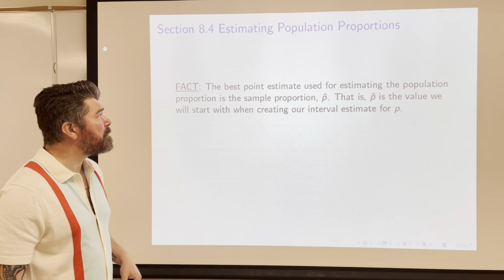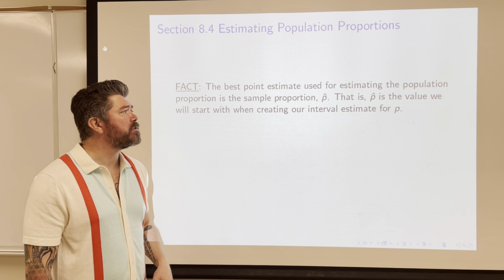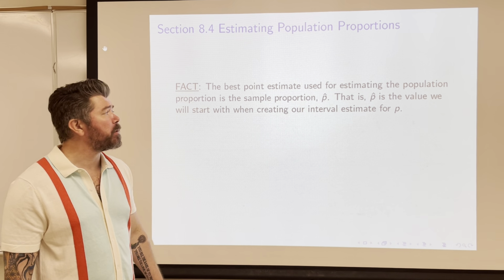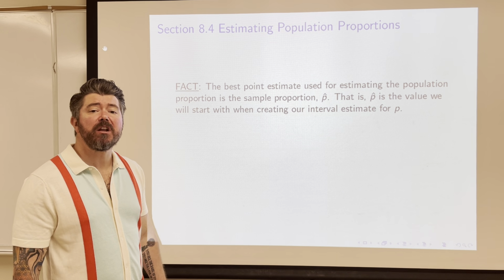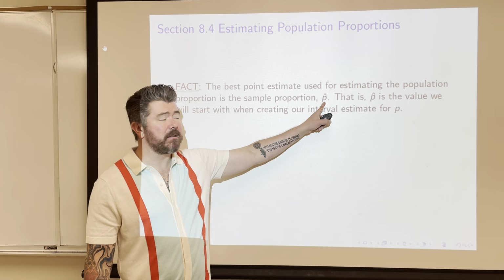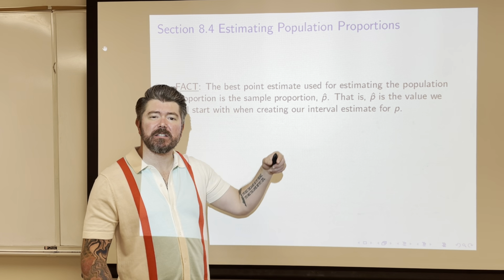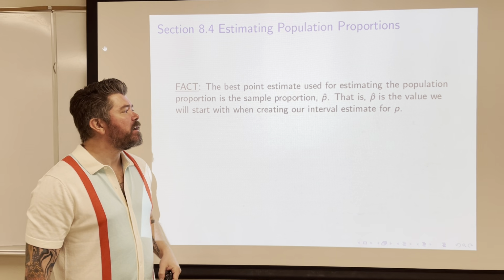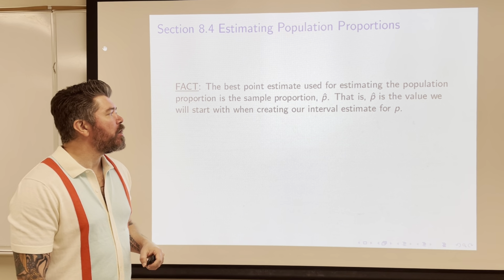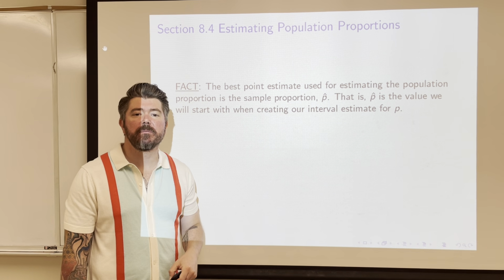Now, a fact: the best point estimate used for estimating the population proportion is the sample proportion. And remember, we denote this by P hat. This is read P hat because it looks like it's got a little party hat on. That is, P hat is the value we will start with when creating our interval estimate for P.